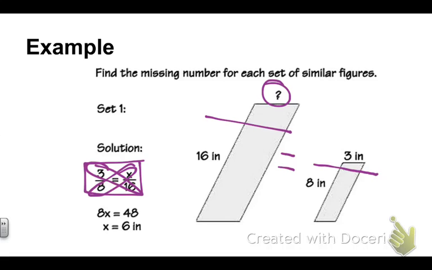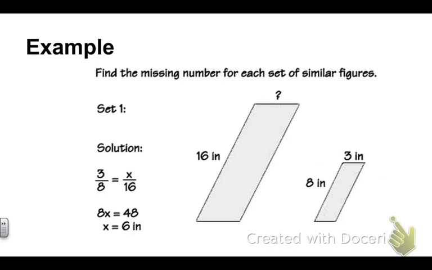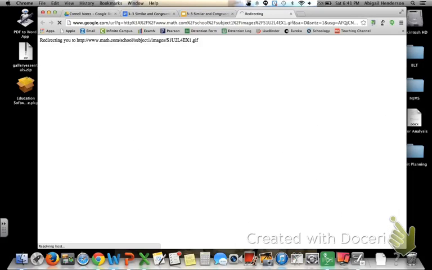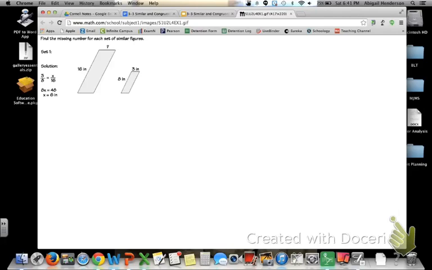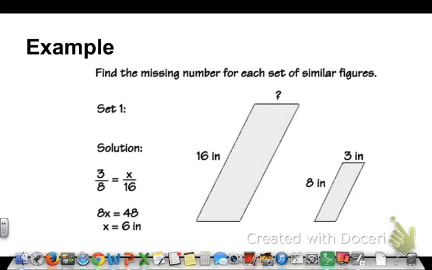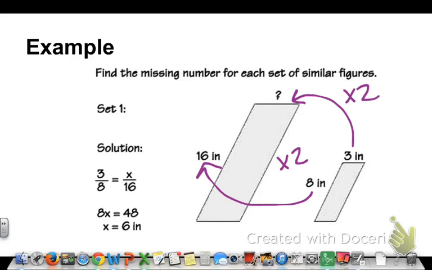But let me show you something. Sorry about that. Look for easy relationships. Look at this. This is going from 8 to 16. Think about it. How do you go from 8 to 16? Multiply by 2. So what do you think you need to do to that 3? That's right. Multiply by 2, and you still get x equals 6 inches. I think that's the easiest way. It's a lot less time consuming. Look for easy relationships first.